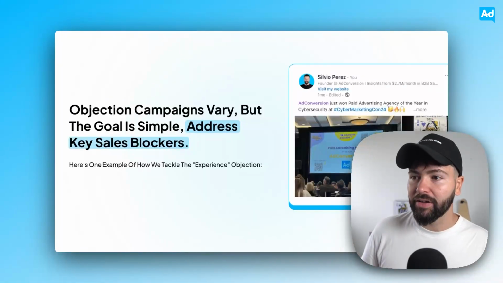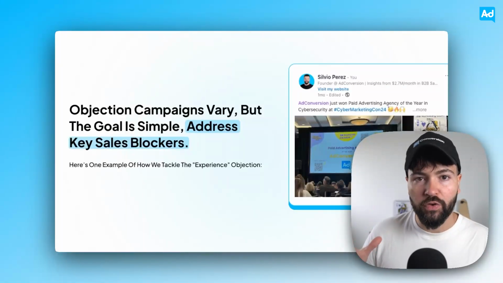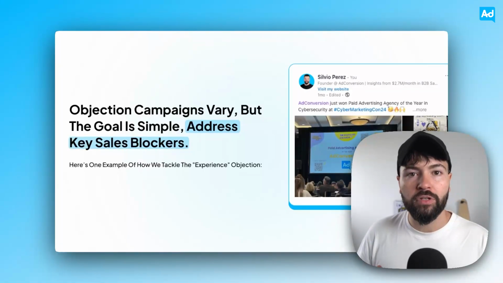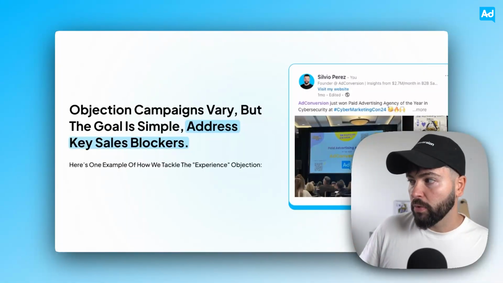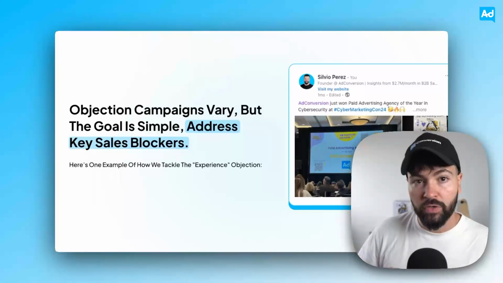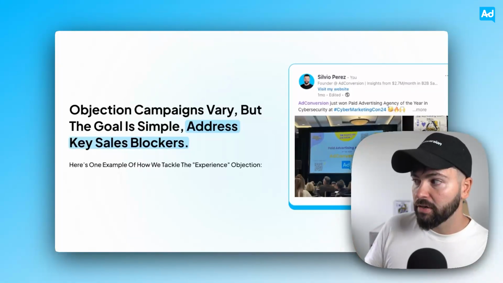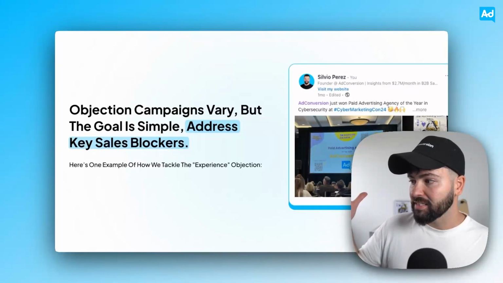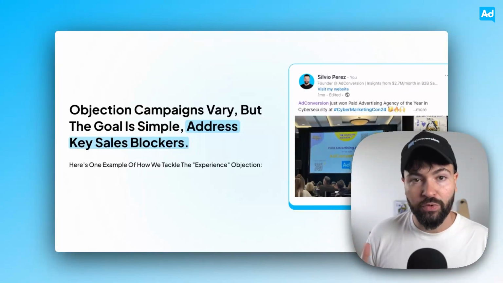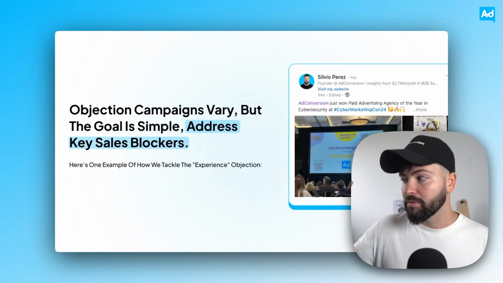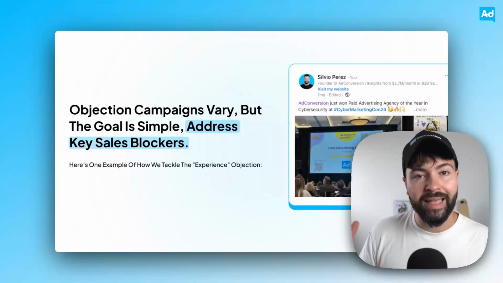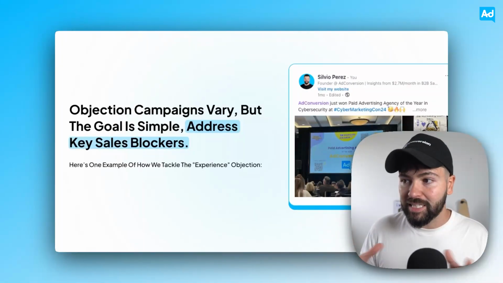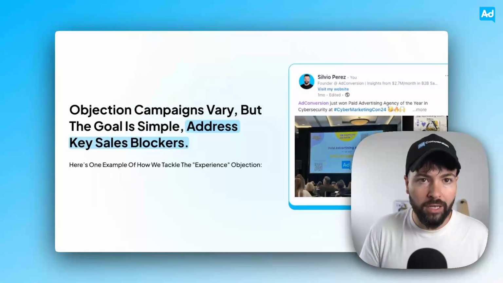Objection campaigns can vary, but the goal is simple. You really want to just focus on addressing the key sales blockers. So continuing our example of experience, this is a post where we're showcasing an award that we got. We won Paid Ads Agency of the Year at a cybersecurity marketing conference, which is really cool. So we're showing this image where we're saying, hey, we're not just any agency, we're an award-winning agency. And then we're promoting it again to our open opportunities. So in addition to the social proof, they're also seeing these types of campaigns that we're trying to use to overcome objections.